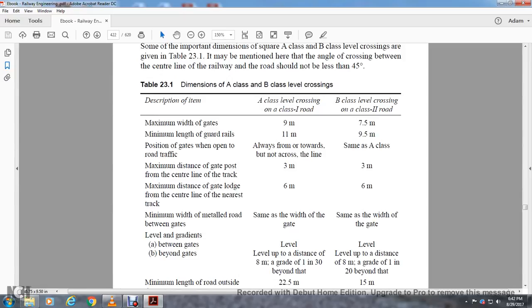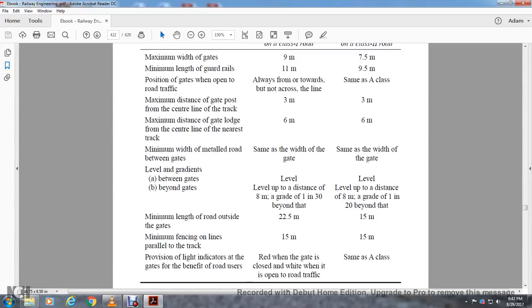beyond that. Minimum length of outside gates is 22 feet for A and 15 for B. Minimum fencing on line parallel to track is 15 meters. Provisional light indicators on gates are for the benefit of road users. For A, the road with the gate is closed when open to road traffic, same as Class A for B.